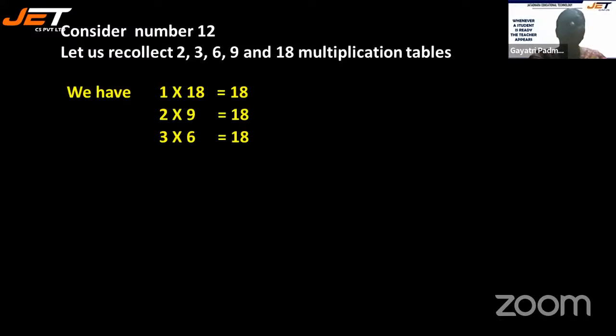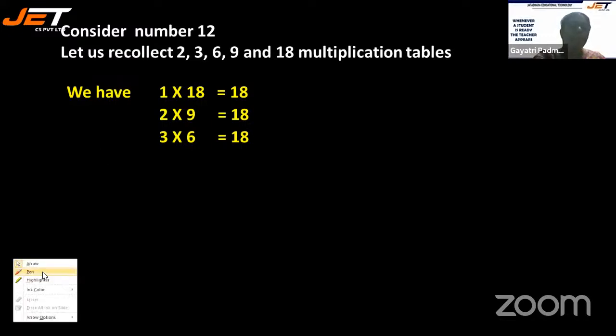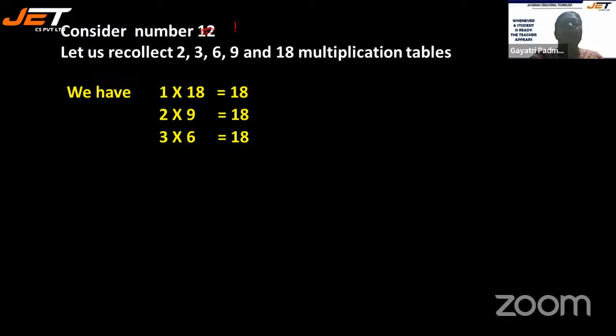All right. So here, one second, let me change. 18. So 2 will go in 18. 3 sixes are 18. 4 will not go, 5 will not go. 6 threes are 18, 9 twos are 18. So here we are considering the number 18. In this 18, let us recollect the 2, 3, 6, 9, and 18 multiplication tables. All right. So if we see here, just a second.